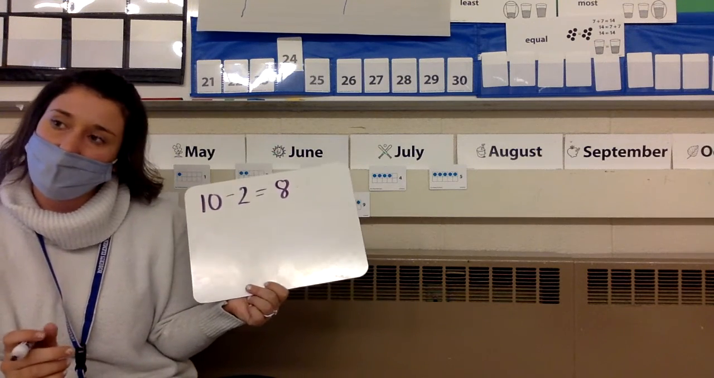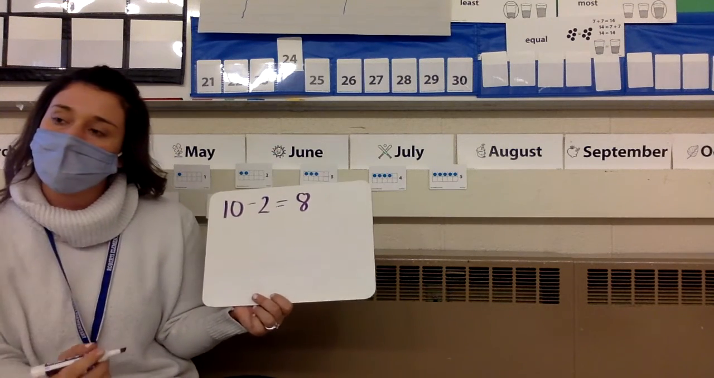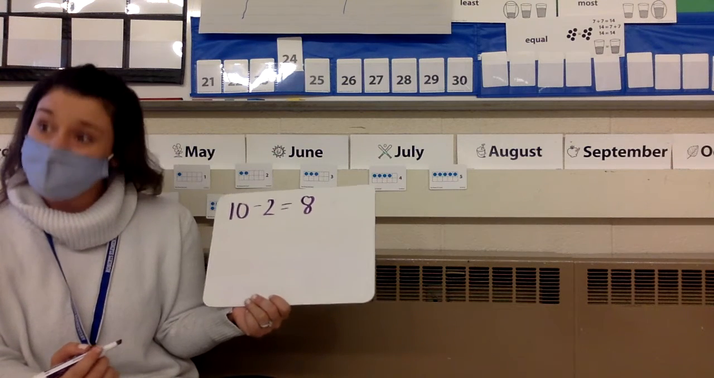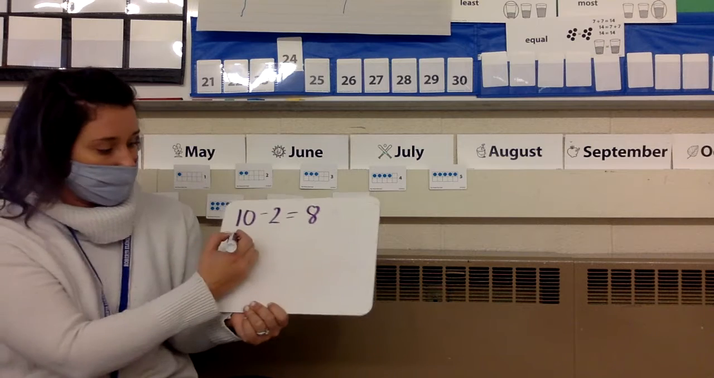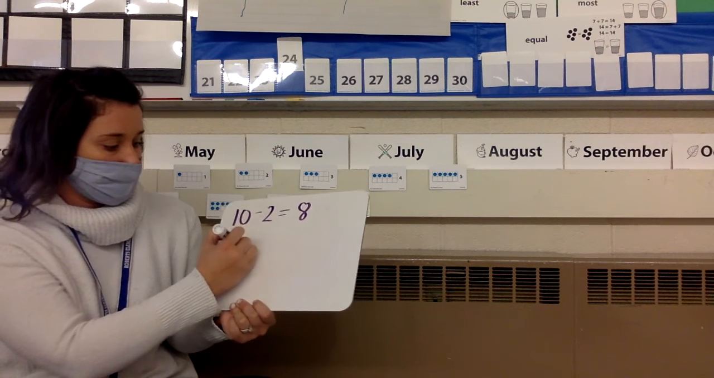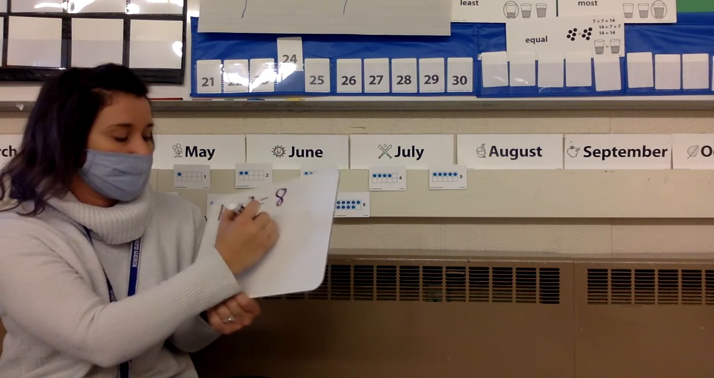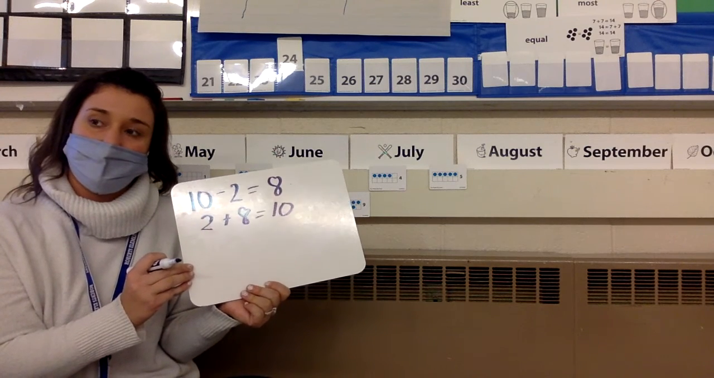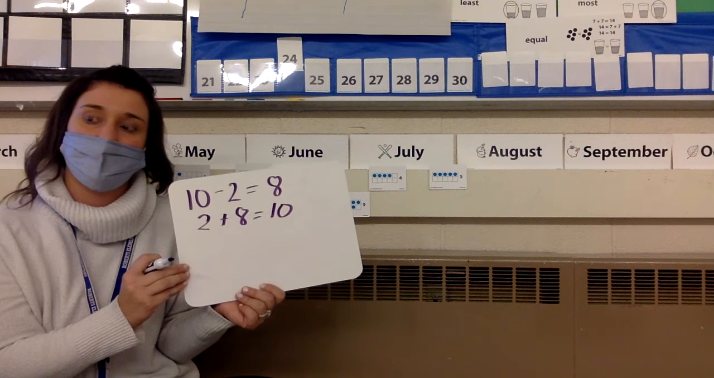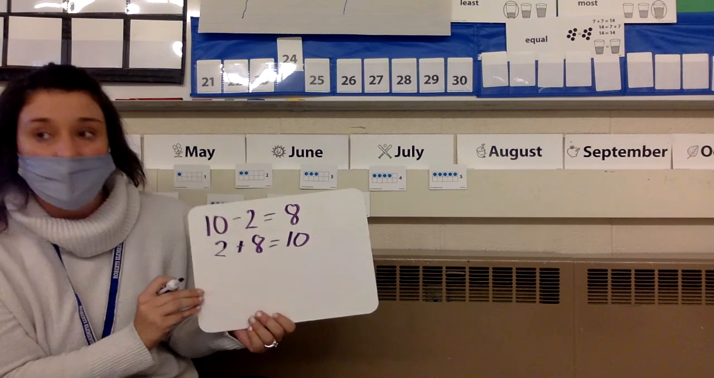Can you make an addition problem for this? Is that the plus sign? Yep. That would be adding. We could do 2 plus 8 equals 10. Good job, Kendall. That is a math brain. It's the same. You just change around, you just make the plus sign.